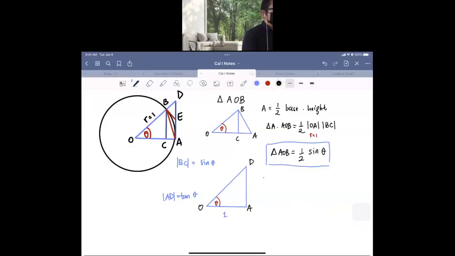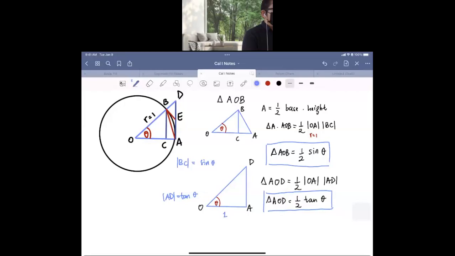Now, with the same approach, we are going to evaluate the area of AOD. So half, and then OA and then AD. So we get that this is half tangent theta. Okay, let me mark this.